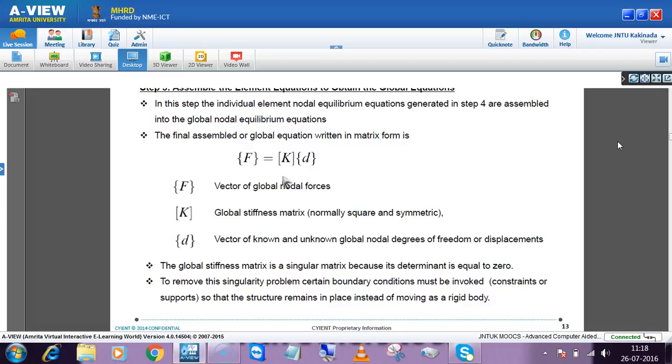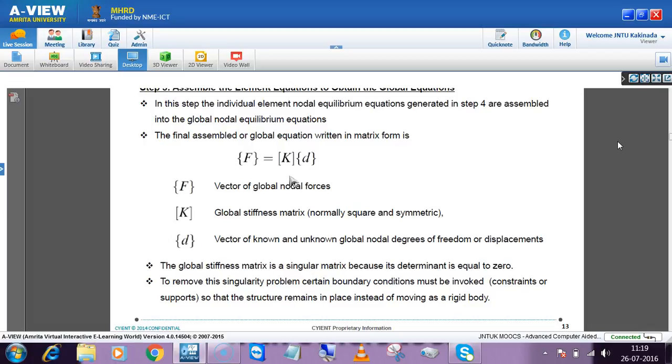If you look at any mechanical problem, anything in general in physics, any component will have boundary conditions. If the boundary conditions are not there, then it will be unstable.